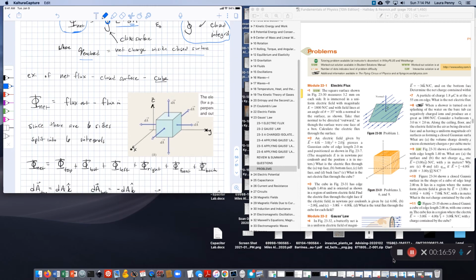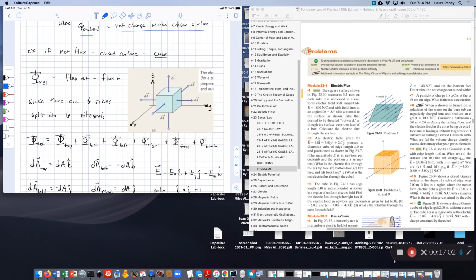So let's think a little bit about this idea of net flux and a closed surface when it comes to something like a cube. A cube clearly has an inside and an outside, and there's a surface area of this cube. The net flux should be the flux that comes out, which is positive, minus the flux that goes in, and that tells me the net flux. Since there are 6 sides to this, if I was doing this type of problem, technically I would need to turn this into 6 different integrals.